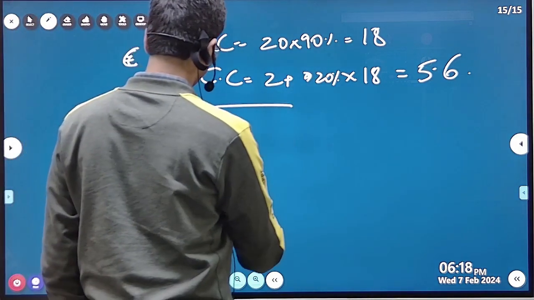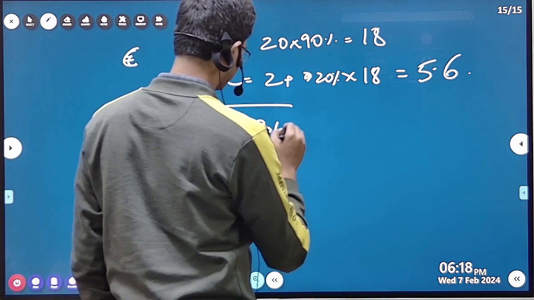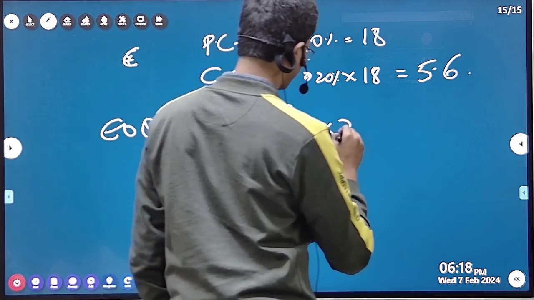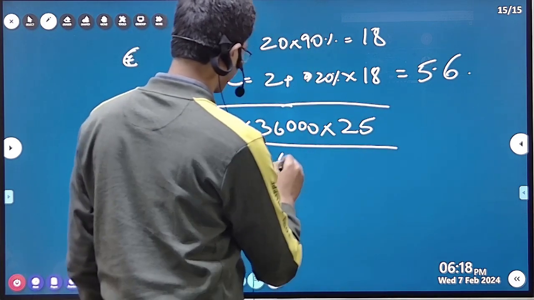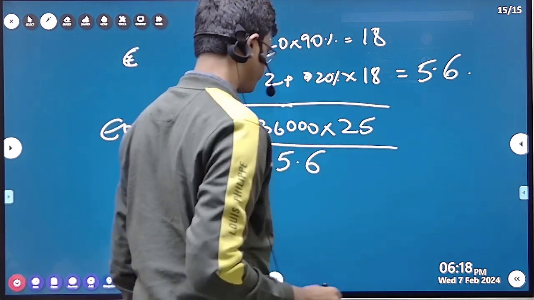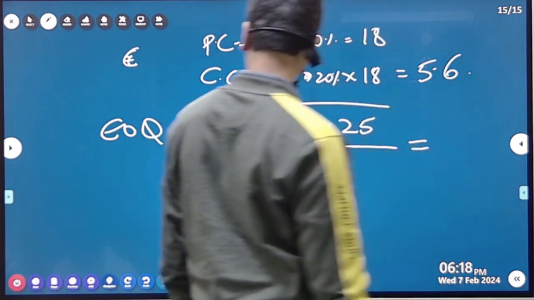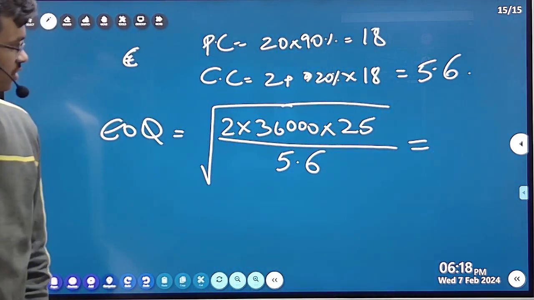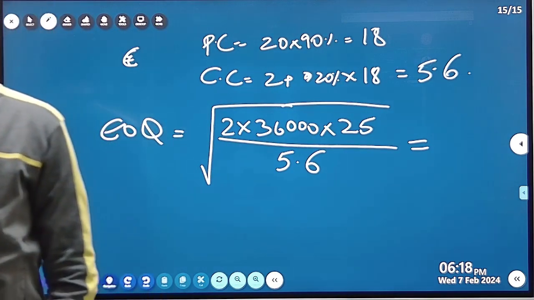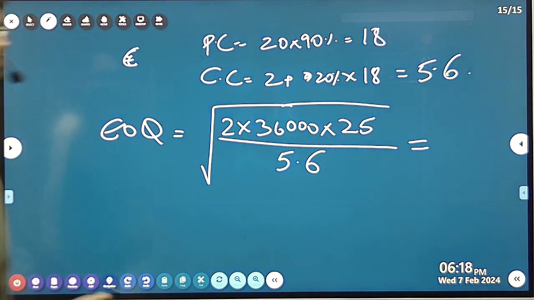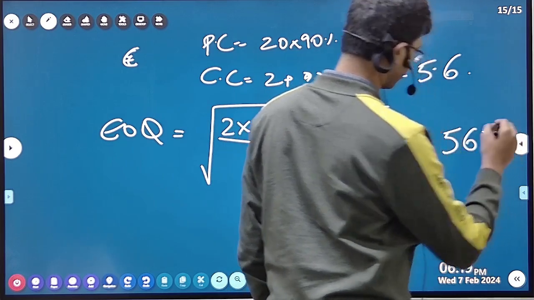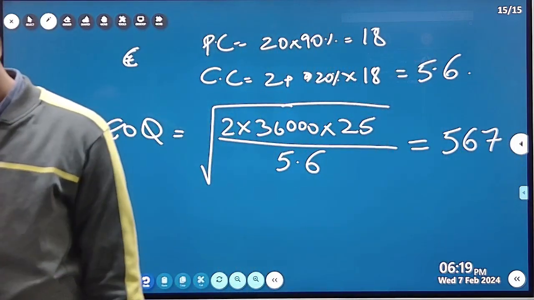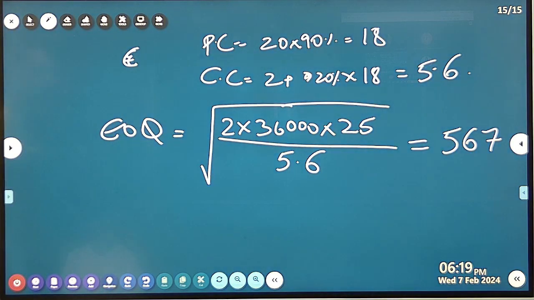So let us calculate the EOQ at this range. So 2 into 36,000 into 25 divided by 5.6. So tell me how much that comes out to. 566.94. We'll round it to 567. So we have got this EOQ.